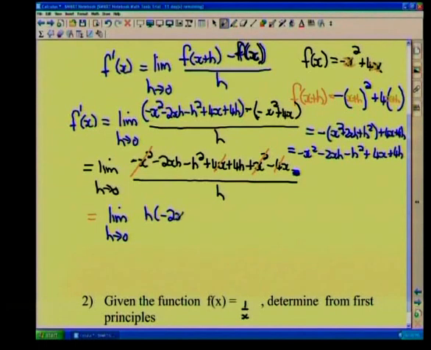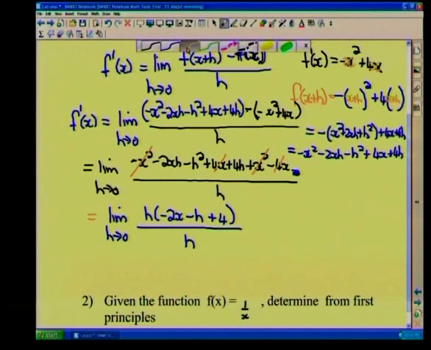So I'm left with minus 2x minus h plus 4, like that, over h. Which is also good news, because this will divide into that. And you can see I've got my brackets in the right spot, so I'm not going to waste my time writing it again. I'd rather just go straight to this now and say if h tends to naught, my answer will be minus 2x plus 4.